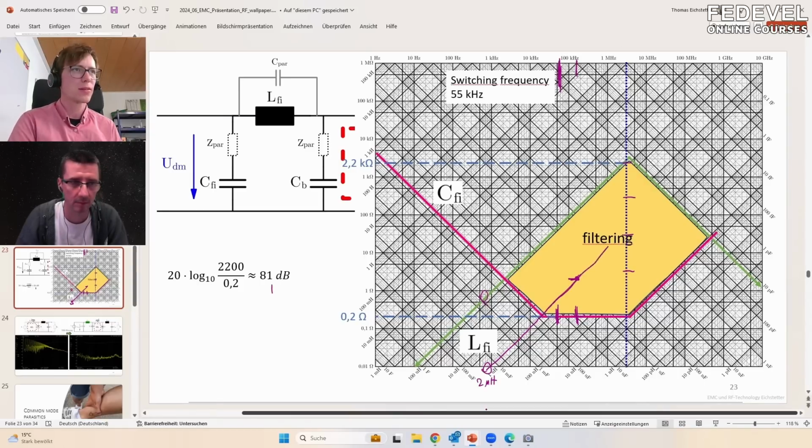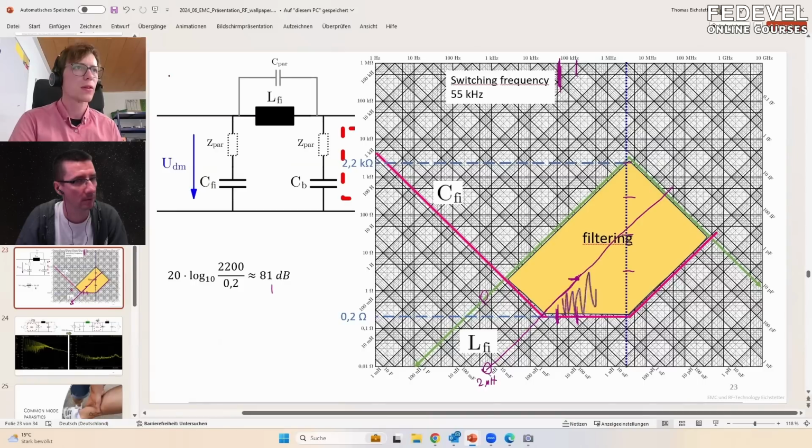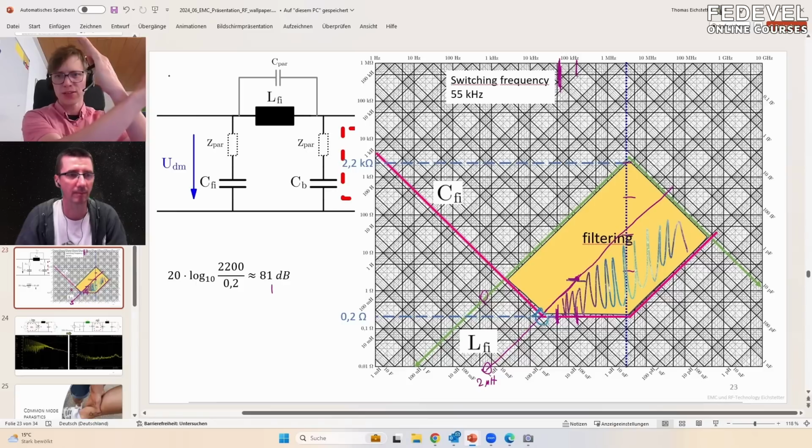But maybe let's first do this. Now, when you are using a 2 microhenry, then you would have this filtering region, and here you have about 20 dB. So this electrolytic capacitor in combination with a smaller inductor would also be fine. But at this point, you have a resonant frequency because the capacitor and the inductor come together.